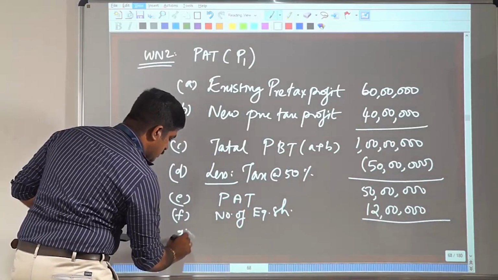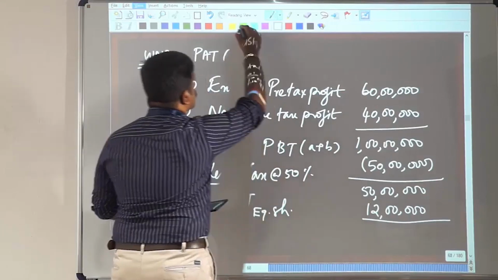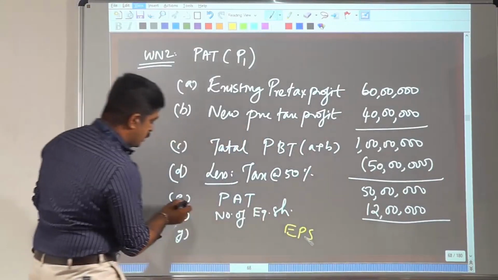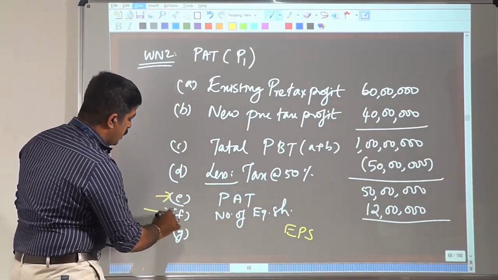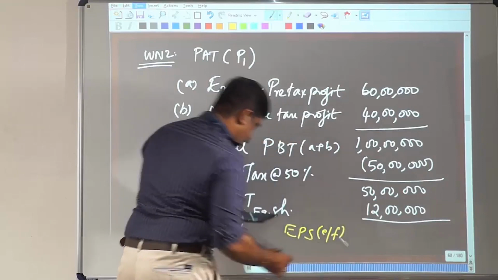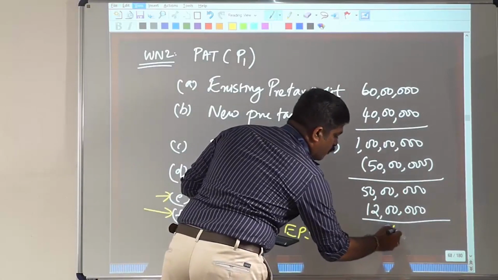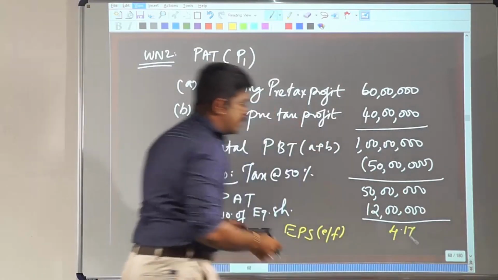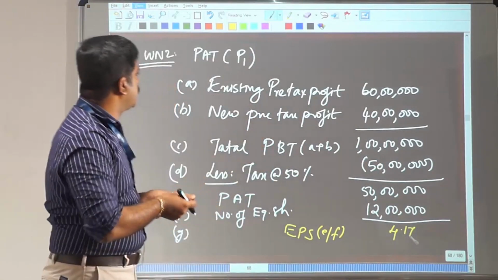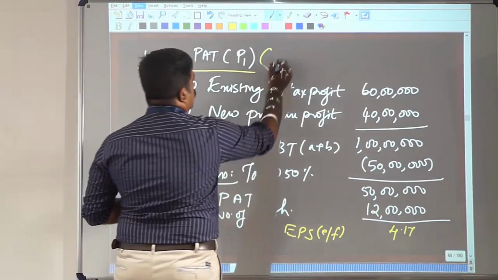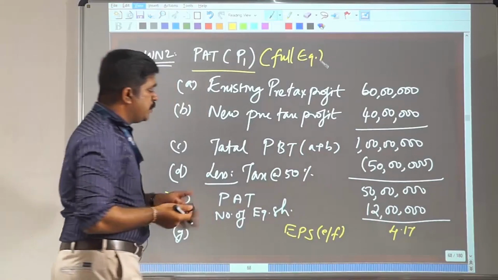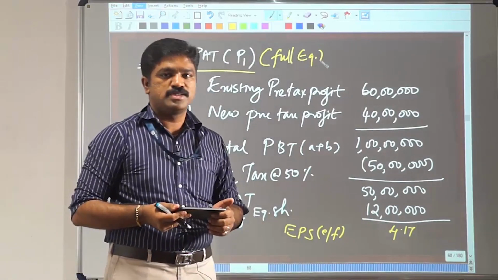So item number G, earnings per share. Earnings per share, that is nothing but item number E divided by item number F. So I'll write it as E divided by F, and it works out to 4.17 per share. So what is the understanding is, if you go for this plan, that is plan 1, which is full equity, EPS is going to be 4.17.